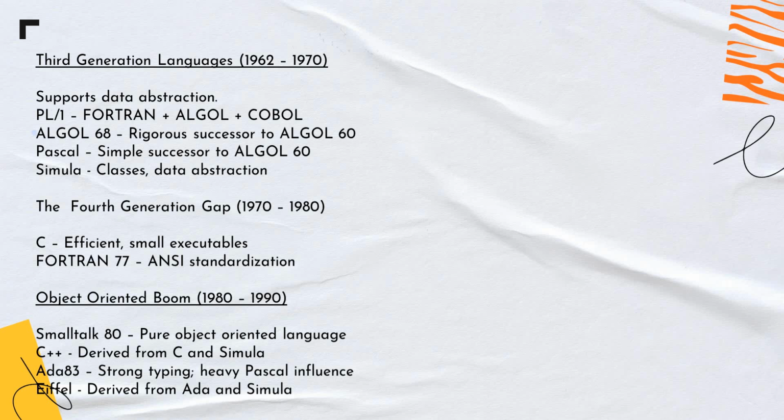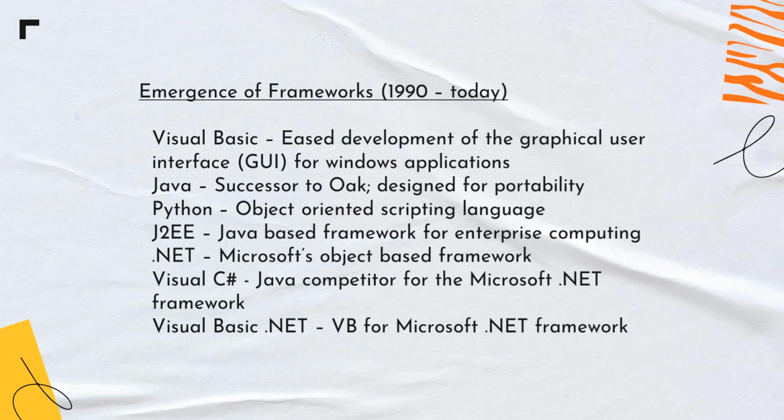Fortran 77, ANSI standardization. Object-oriented boom period, 1980 to 1990. Smalltalk 80, a pure object-oriented language. C++, derived from C and Simula. Ada 83, strong typing with heavy Pascal influence. Eiffel, derived from Ada and Simula.